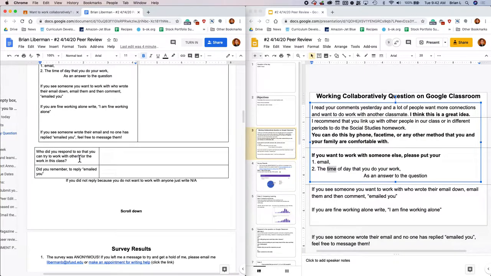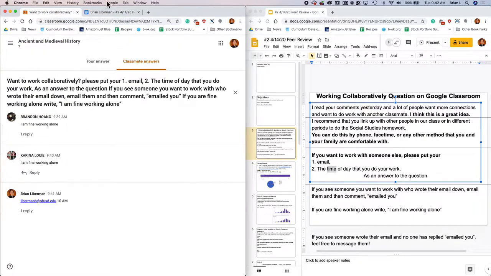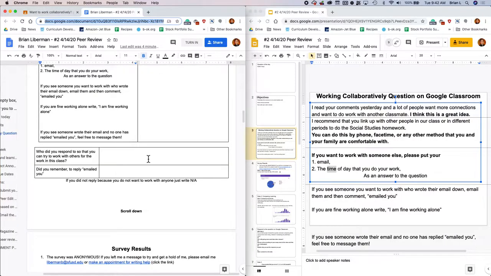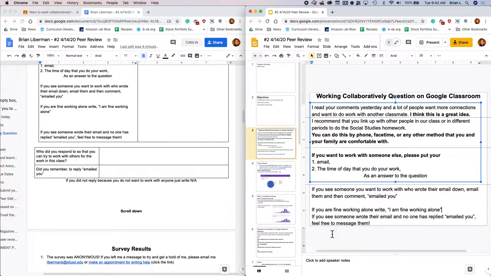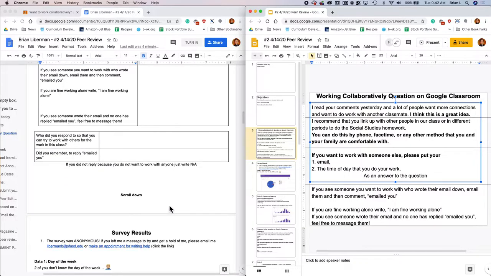If you don't want to work with anybody, as some people here you can see have already said, you could say, hey, I'm fine with working alone. That is totally cool. And if you see somebody who actually wrote their email and nobody has replied to them, feel free to message them. It's an easy way to make a friend and have somebody to talk with during these times. We're going to move on. Take a pause here if you need to, or move on with us.